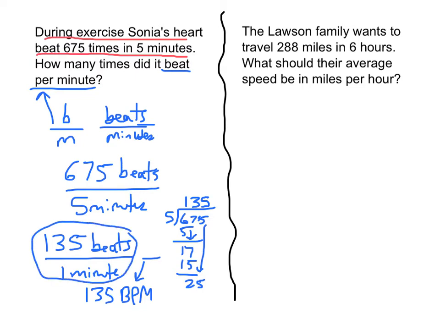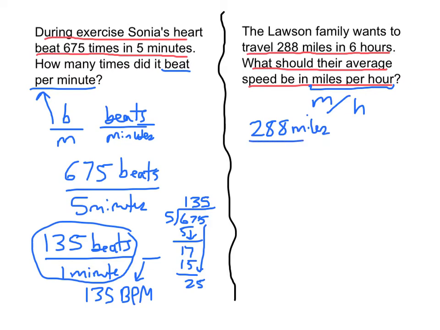Another example to try out, the Lawson family wants to travel 288 miles, and they're trying to cover that distance in 6 hours. The question is, what would their average speed need to be in miles per hour to drive 288 miles in 6 hours? So let's read the question. What should their average speed be in miles per hour? So it's miles over hours. So I'm going to build my rate as 288 miles in 6 hours.